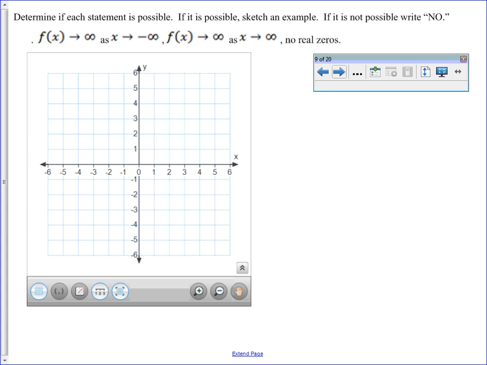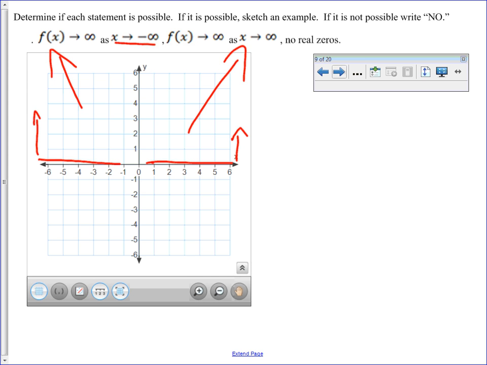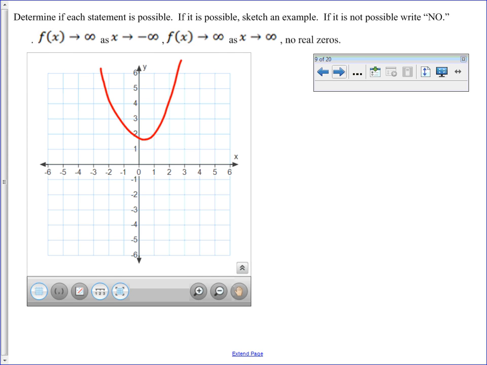All right, for this one, I believe we are now on number 12. As x goes to negative infinity, f of x goes up. So we're going to be like this. And as x goes to infinity, the function goes up. So we'll have something like that. But I'm not allowed to have any real zeros. That's easy enough. Let's just do a parabola up that never crosses the x-axis.